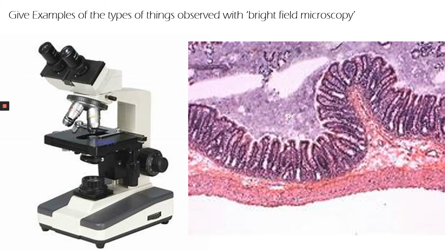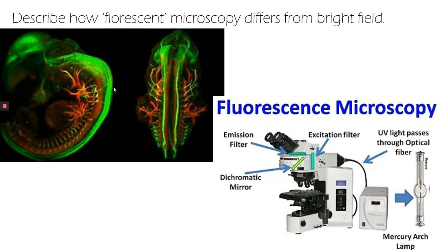Moving then on to microscopy. So bright field microscopy is commonly used, we use it in schools quite a lot, to observe whole organisms, parts of organisms, thin sections of dissected tissues, or even individual cells. And as you can see on the left, it's just a normal microscope which uses light as its method.